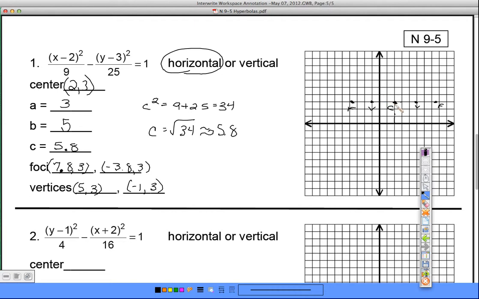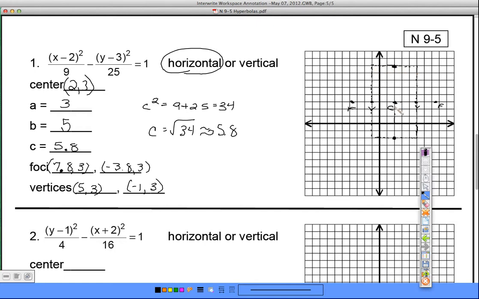So to do that, we need to go up and down B spaces. 1, 2, 3, 4, 5 from the center. Now the way to draw this is you sketch in a box including these vertices, and going through these coordinates where B is going to meet, so you kind of sketch in this box.